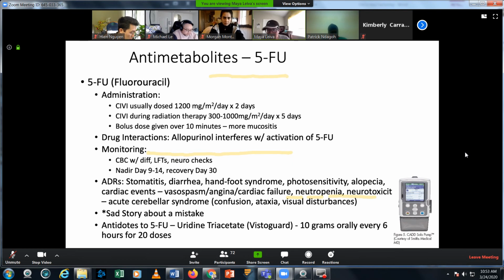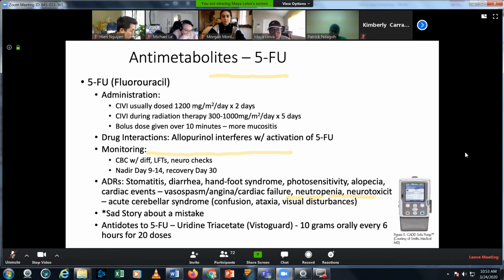Diarrhea, photosensitivity, so I always tell patients wear sunscreen when you go outside because 5-FU can actually enhance the effects of sun. It very rarely can cause an acute cerebellar syndrome as well, which patients will have ataxia, visual disturbances, confusion. That's fairly unusual, but it can happen if patients overdose.